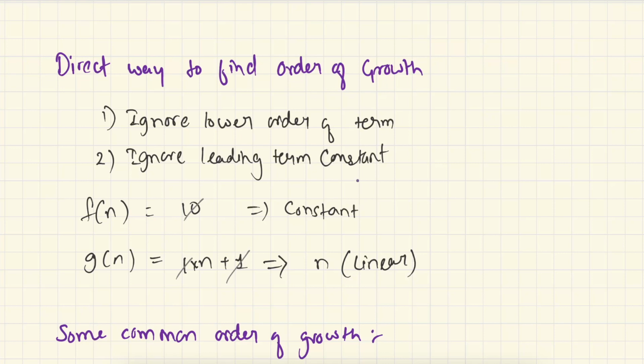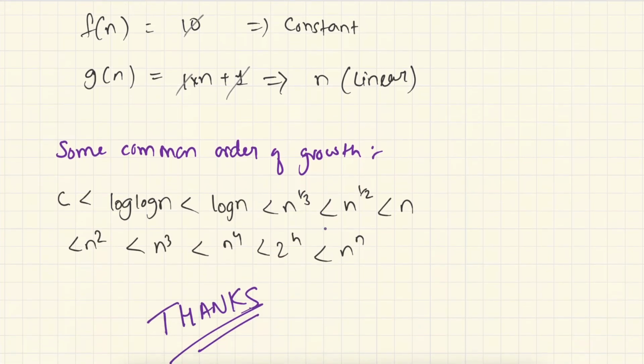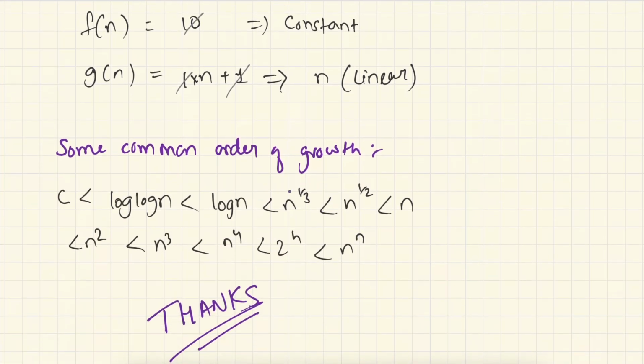So how do we figure out that constant is smaller than linear? For this, there are some common orders of growth available. And I have arranged all the common orders of growth in ascending order. It means the order of growth of constant is smaller than log n. The order of growth of log n function is smaller than the next one, and so on and so forth. So this is arranged in increasing order.